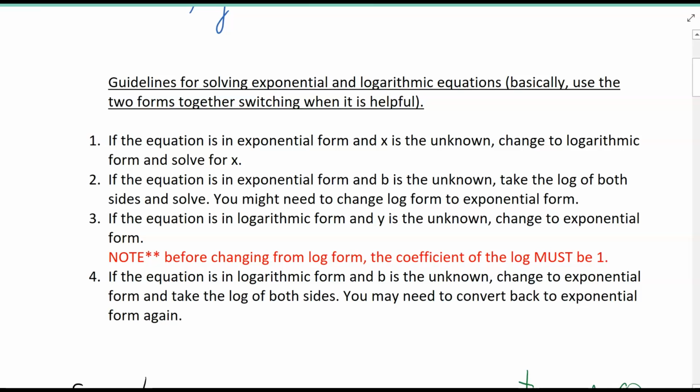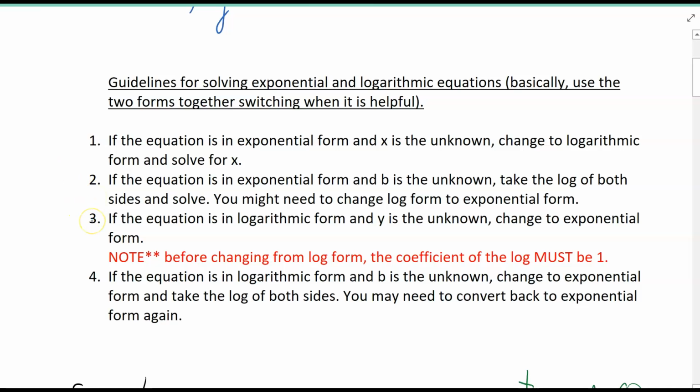Basically, use the two forms together, switching when it is helpful. If the equation is in exponential form and x is the unknown, change to logarithmic form and solve for x. If the equation is in exponential form and b is the unknown, take the log of both sides and solve. In doing this, you might need to change a log form back to exponential form.